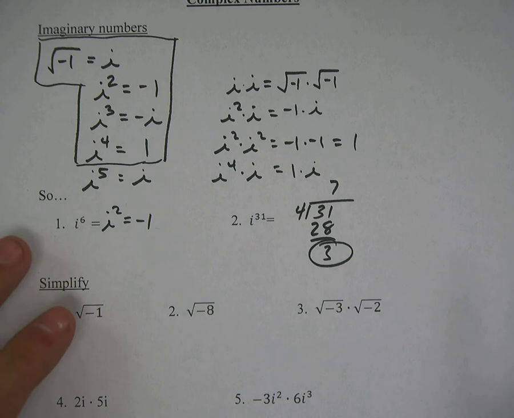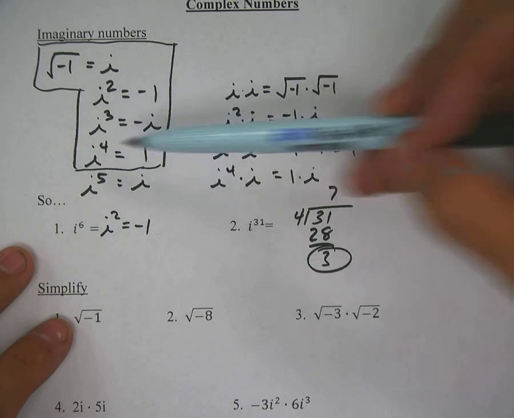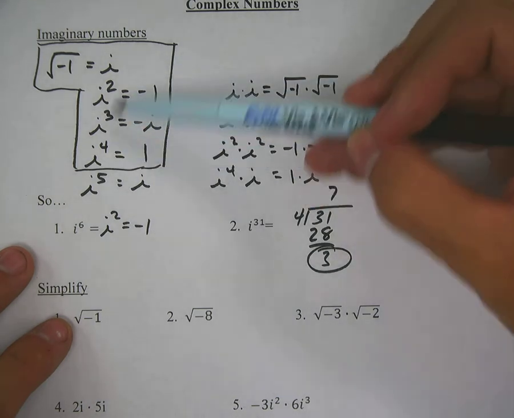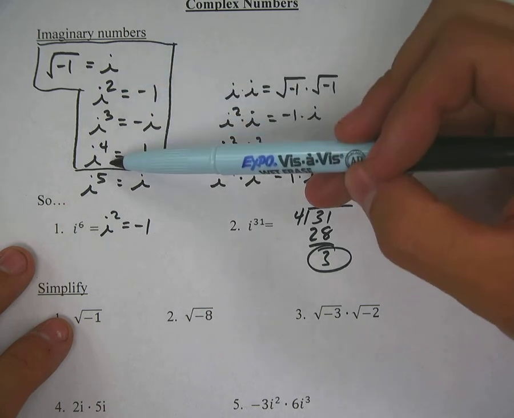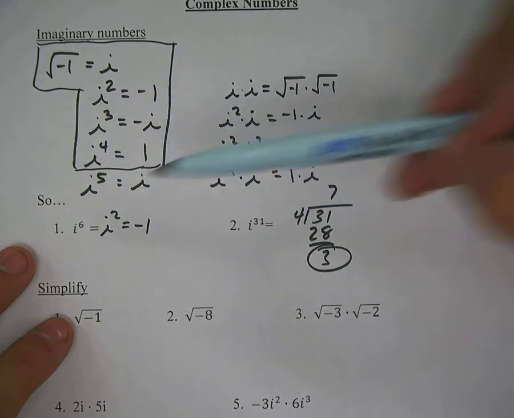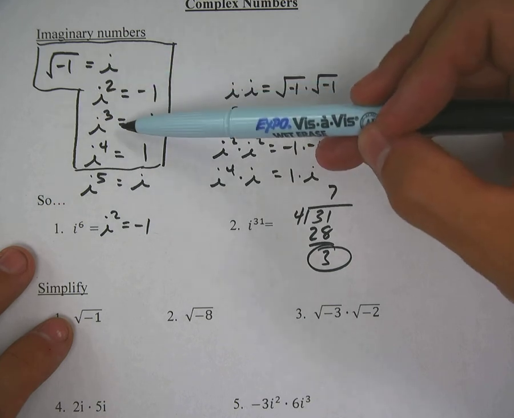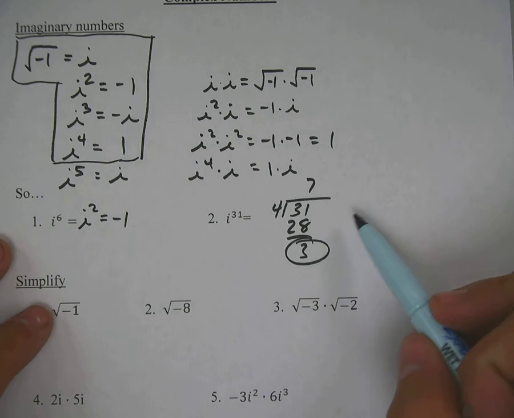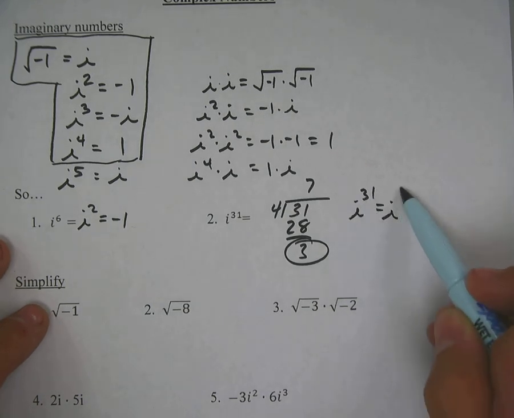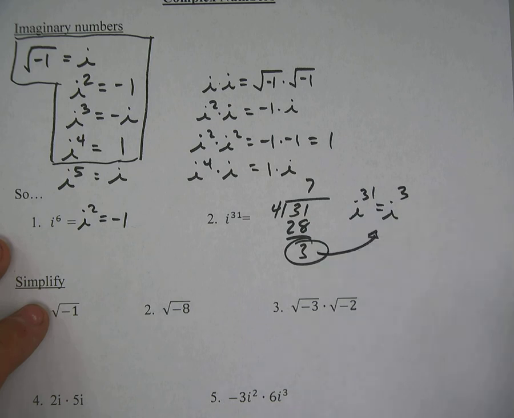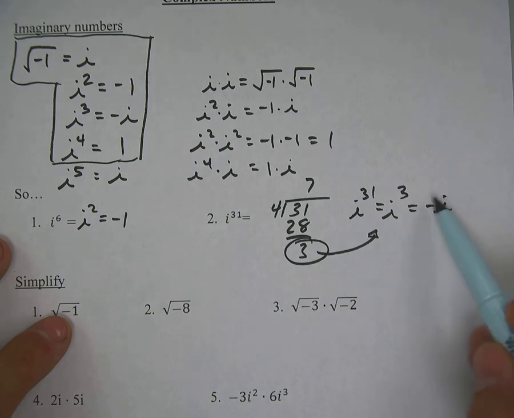What that tells you is that if you were to count, you'd have to go through this pattern 7 times. 1, 2, 3, 4, 5, 6, 7, 8, 9, etc. You have to go through 7 times, and at the end of the 7th time, you'd be here. Then the remainder says you'd have to go up 1, 2, 3 more. So essentially, i to the 31st is equal to i to the 3rd. And since i to the 3rd is equal to -i, i to the 31st is equal to -i.